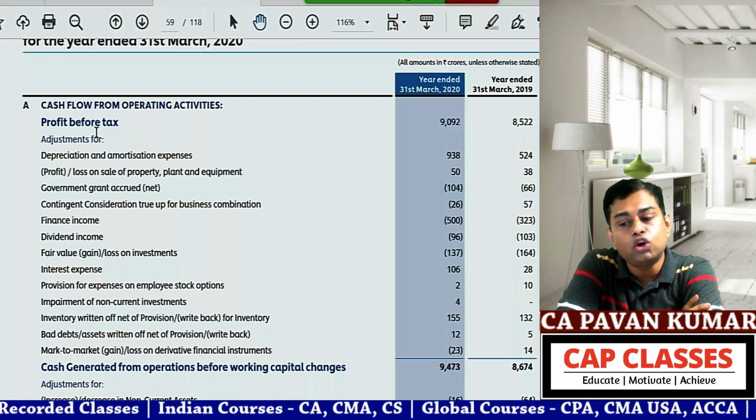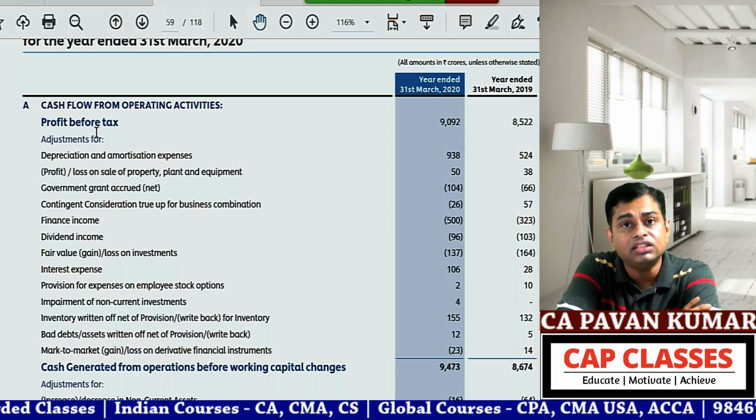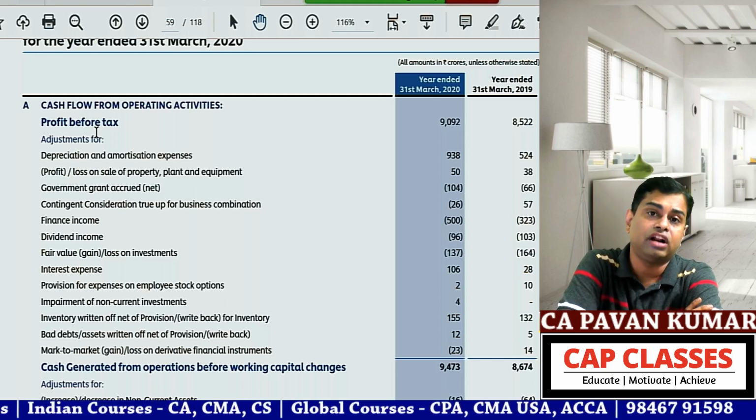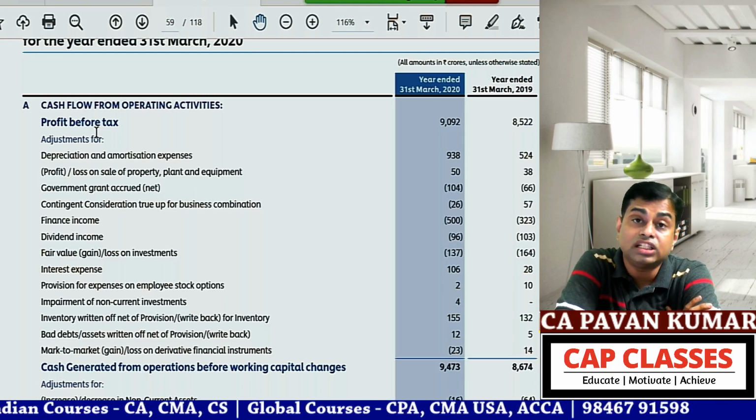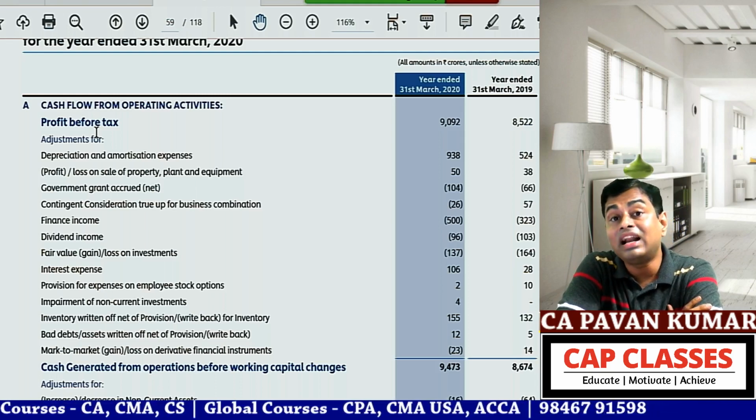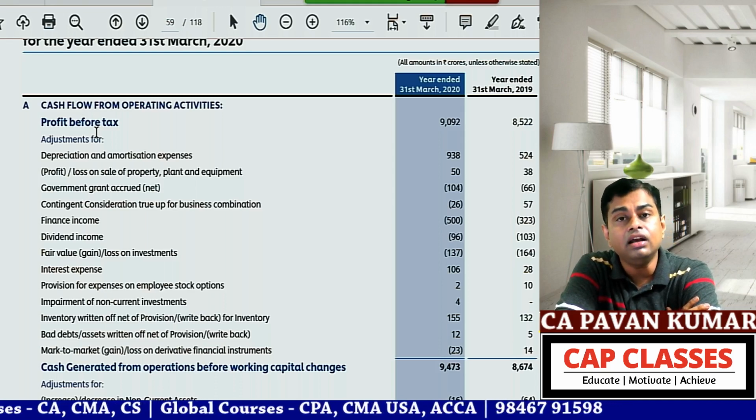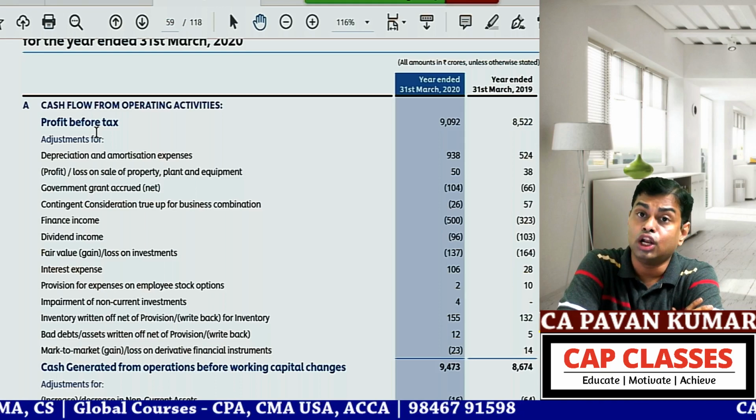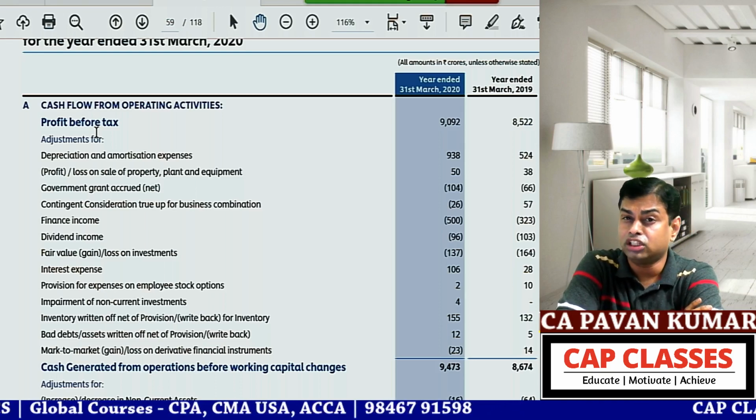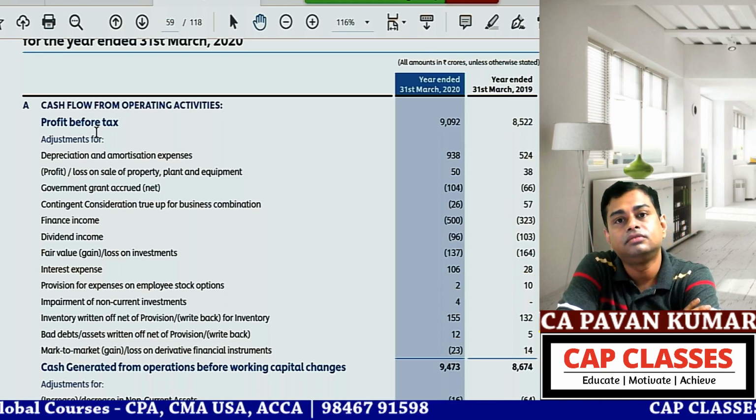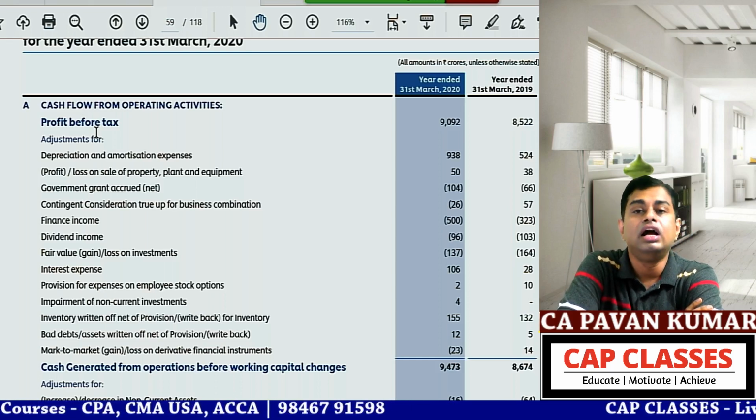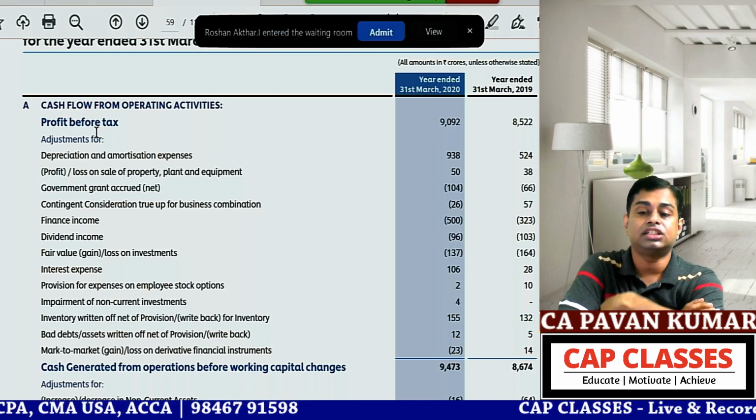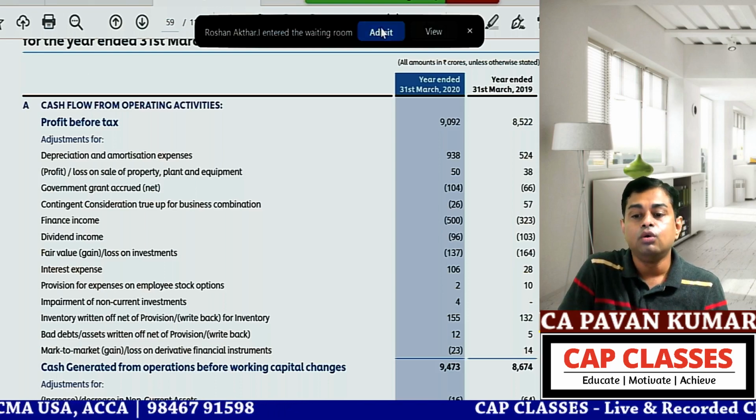This is adjustment 2, adjustment 3. Adjustment 2, investment activities. Adjustment 3, financing activity. Then comes the fourth one. What is the fourth one? Non-operating items like profit on sale of assets, loss on sale of assets, profit on sale of investments, loss on sale of investments. They are also to be adjusted. Adjustment 4. Adjustment 5, a very important adjustment, working capital changes. What is adjustment 5? Working capital change.